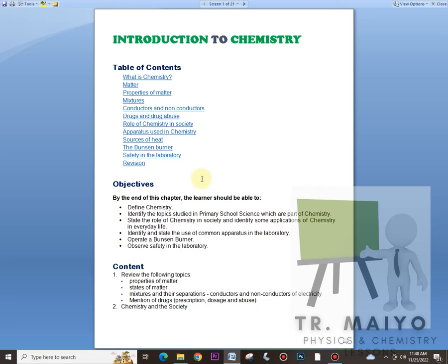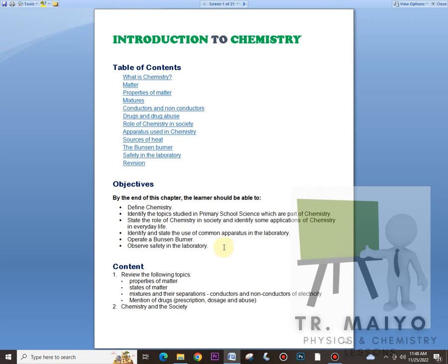Anytime you are doing something, you must always have an objective, and that's what you are always told. So the objectives of this particular topic is this. By the end of this chapter or topic, you should be able to define chemistry, identify the topics studied in primary school science, which are part of chemistry, yes. State the role of chemistry in a society and identify some applications of chemistry in everyday life.